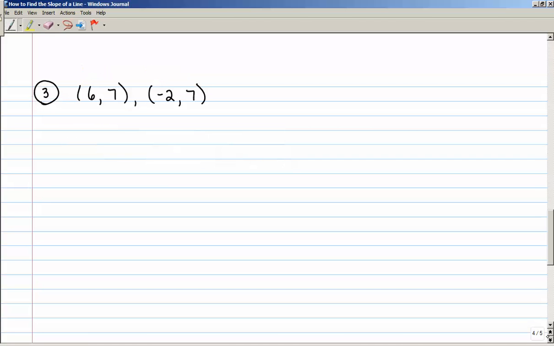Here's a third example, and this one's a little bit of a curveball. 6, 7 and -2, 7. Notice that my y-coordinates are both 7s. They're both the same. So let's see what happens when we calculate the slope. Slope equals y2 minus y1, 7 minus 7, over -2 minus 6. 7 minus 7 is 0, over -8. And recall that anytime you have a fraction with a 0 on the top, that is equal to 0. And I will expect you to write just a 0, not 0 over -8.